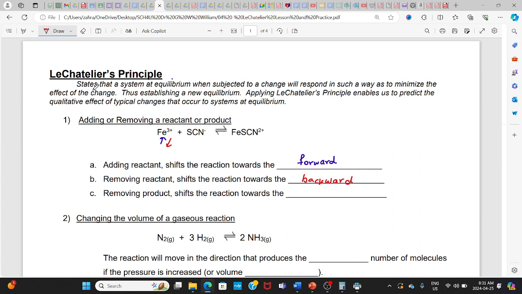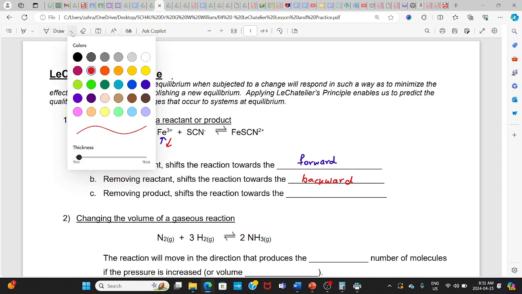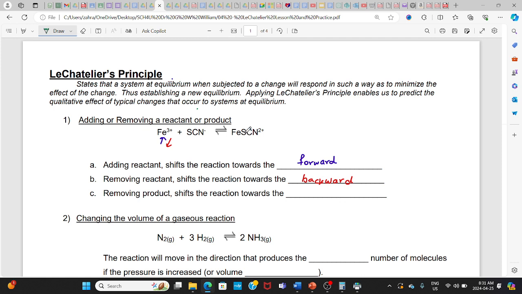Now, removing product. Here the product is FeSCN2+. If you remove that, take it away, what will be the shift? Forward or backward? Forward, because you remove it, right? Nature doesn't like it. So you have to shift forward to make some of that. It's going to be forward.